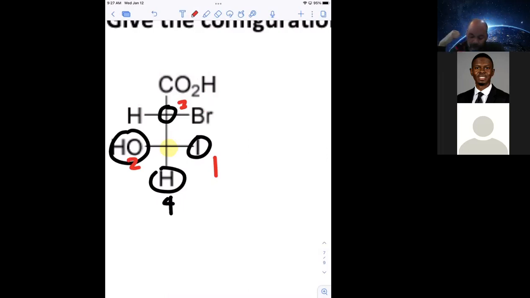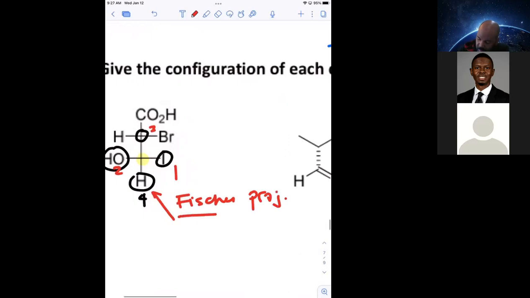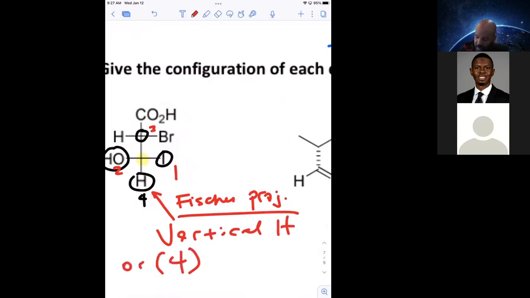All right. So now, since the hydrogen is vertical, so this is a Fischer projection. The lowest priority, four, right? So if the fourth group, the lowest priority group, is vertical, then what you see is what you get. You don't have to change anything. All right. So let me not just say H, because there can be other groups that are low priority.